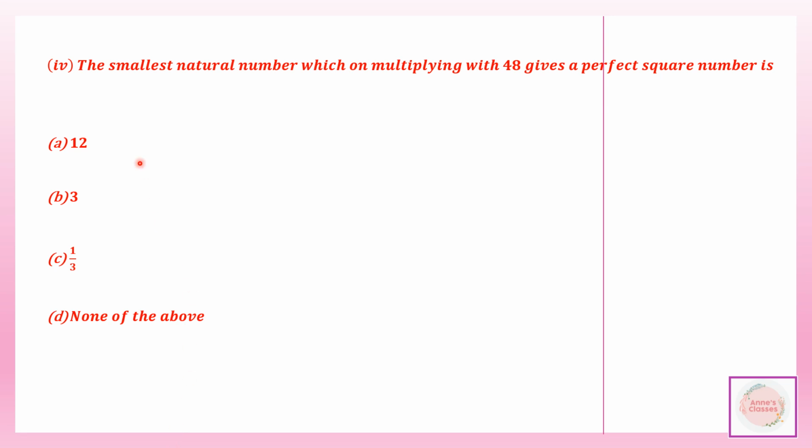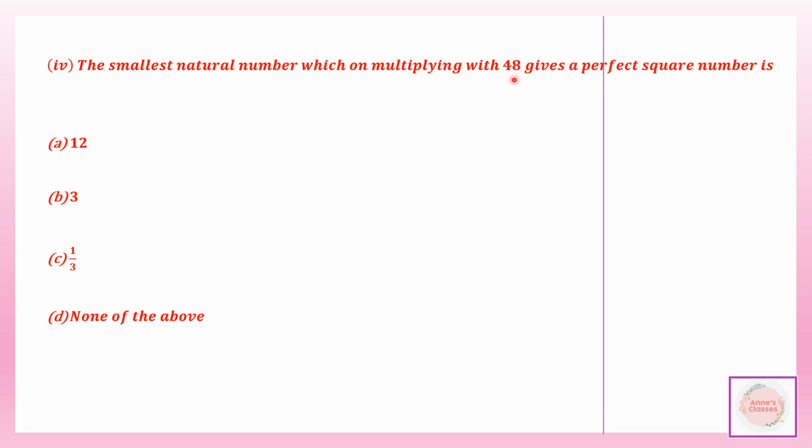Question 4. The smallest natural number which on multiplying with 48 gives a perfect square number is one of these. Okay, so we have to find the smallest natural number which when you multiply with 48 gives a perfect square. That means 48 is not a perfect square, but we have to multiply this with the smallest natural number. So how do we find that number?